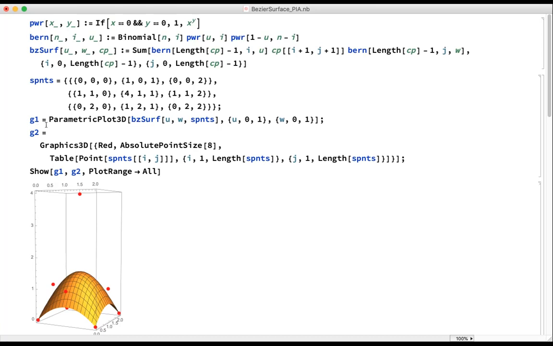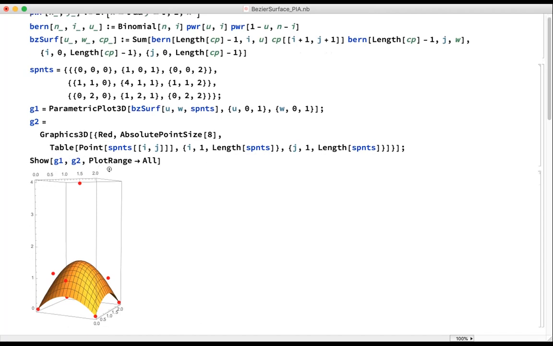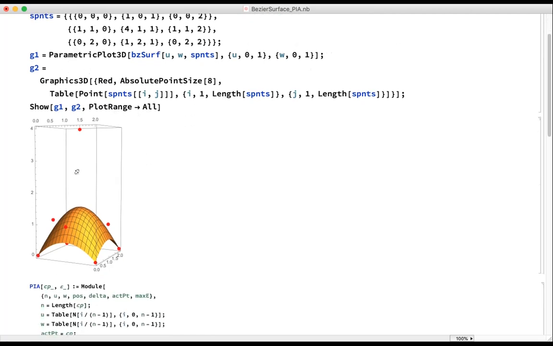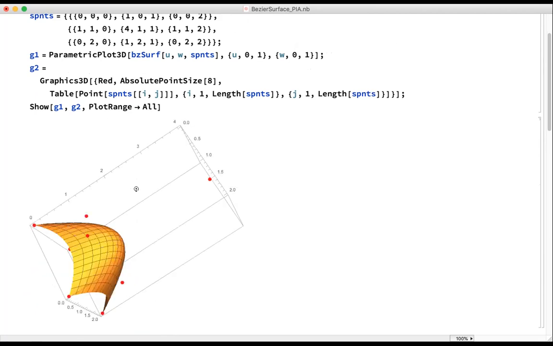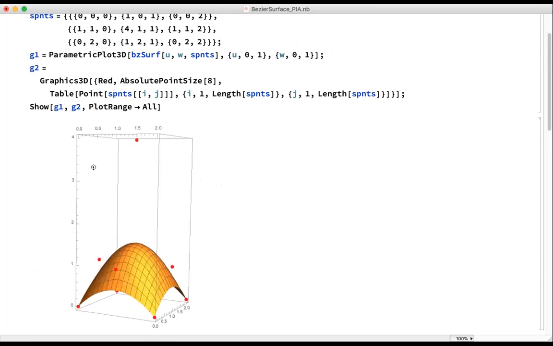And then you can use G1, one graphic, to represent the Bezier surface. This is the yellow one. You have to use ParametricPlot3D because a surface is a 3D object. And G2 will plot the red points, which represent the control points, or the control net, of the Bezier surface. You can simply use AbsolutePointSize here, and the Table of Points. Then you can Show graphic one and graphic two, and display the plot. So you can come up with this Bezier surface, and using the Mathematica program, you can rotate it as you wish.